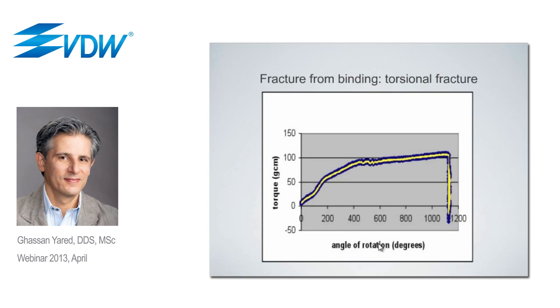And this graph here illustrates what happens when an instrument fractures from binding. So the instrument is binding, there is stress on it, and the stress is represented by the y-axis with the torque. The motor rotates the instrument. This is what is represented by the x-axis. So with the rotation, the torque on the instrument, the stress on the instrument will increase, and at some point, the stress will cause the instrument to fracture.